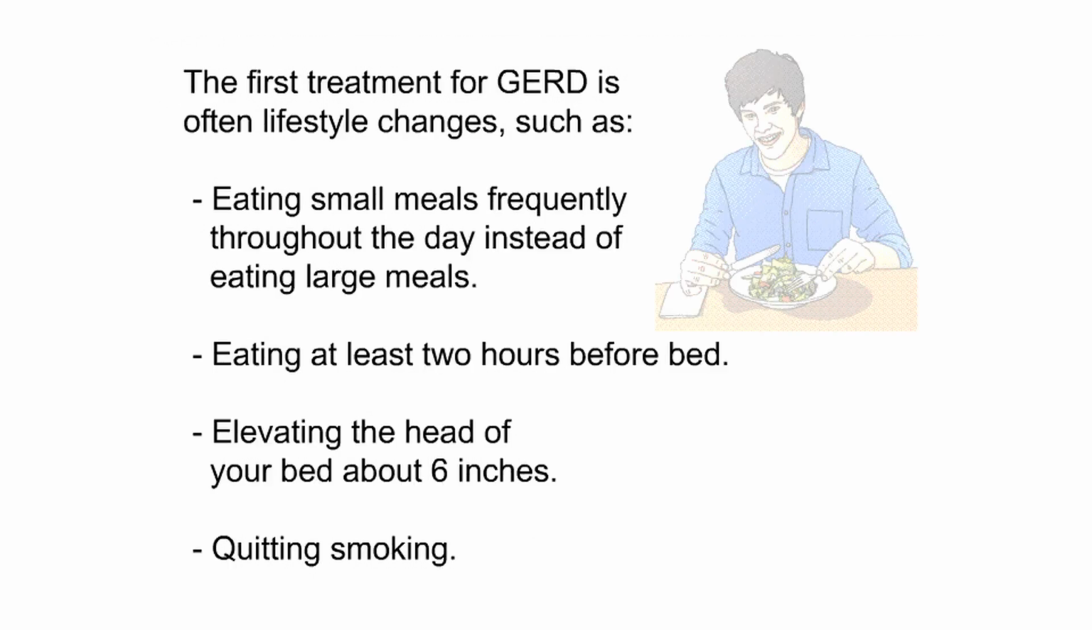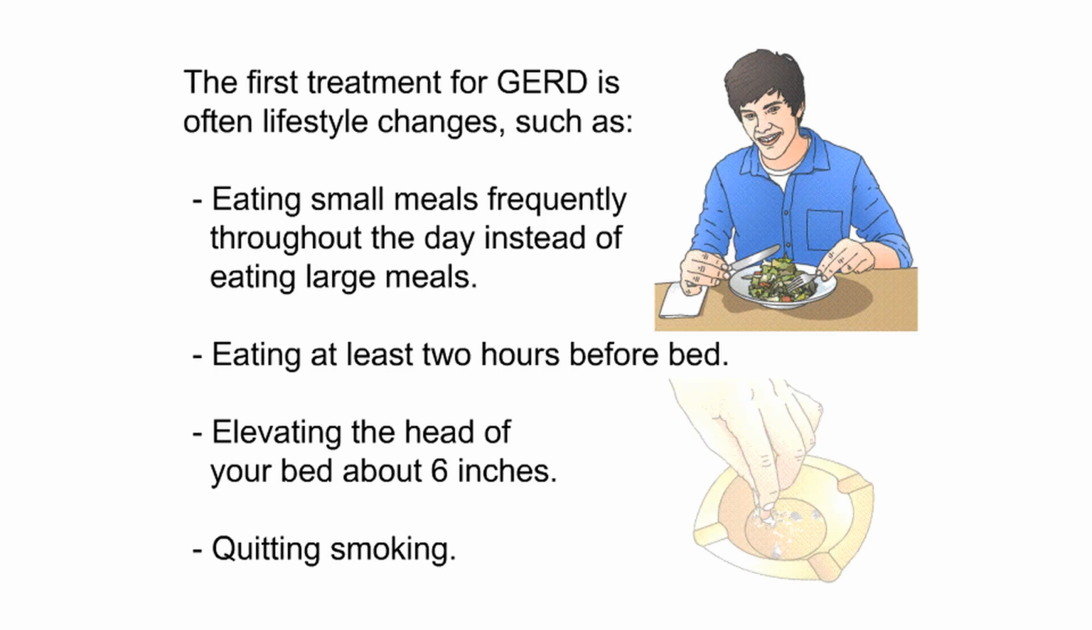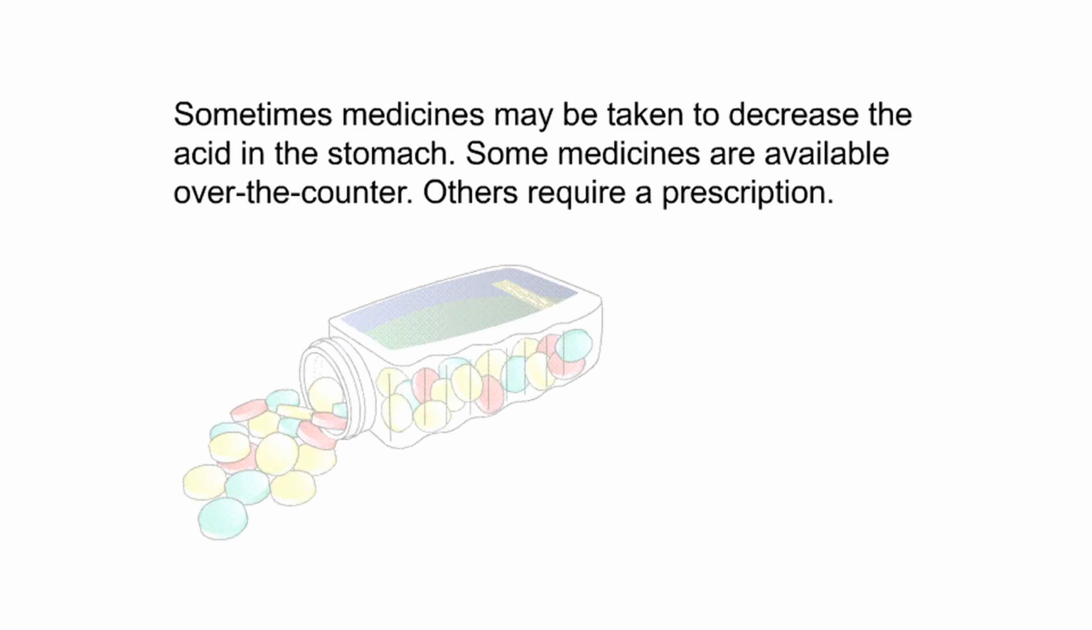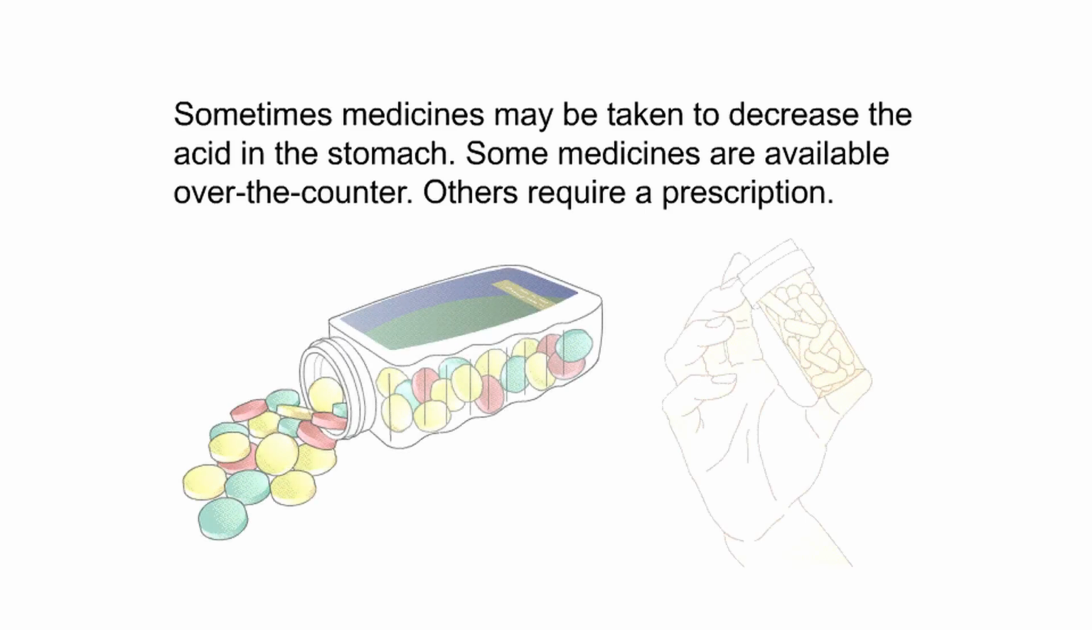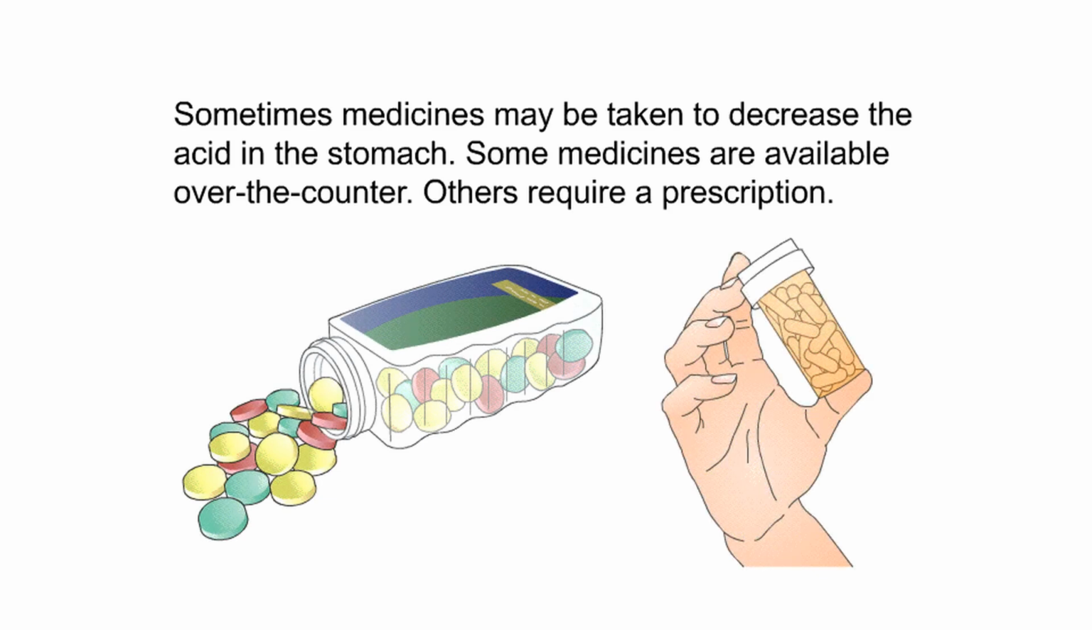The first treatment for GERD is often lifestyle changes, such as eating small meals frequently throughout the day instead of eating large meals, eating at least 2 hours before bed, elevating the head of your bed about 6 inches, quitting smoking. Sometimes medicines may be taken to decrease the acid in the stomach. Some medicines are available over the counter. Others require a prescription.